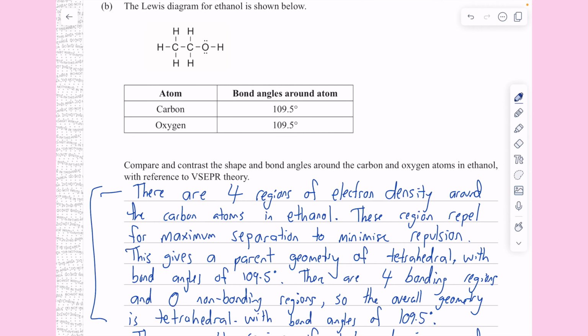For example, if there's only 3, let's draw BH3. Here we have 3 regions of electron density around the central boron atom, and this can be a nice flat shape. So these are 120 degrees, and that's the furthest that they can spread out, so they're happy. They're not pushing up against each other. That's why we have these bond angles, because electrons want to get away from each other.